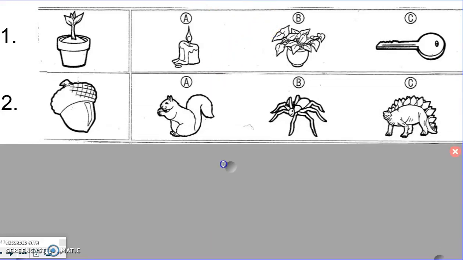All right, let's look at another one. Here we have an acorn. Look at our answer choices. We have a squirrel, a spider, and a dinosaur. A stegosaurus, to be exact. So let's think about which of the answer choices could go together with an acorn. Show me with your fingers what you're thinking. Show me a 1 for A, a 2 for B, or a 3 for C. The answer is 1, or A. The squirrel goes together with the acorn because squirrels eat acorns.